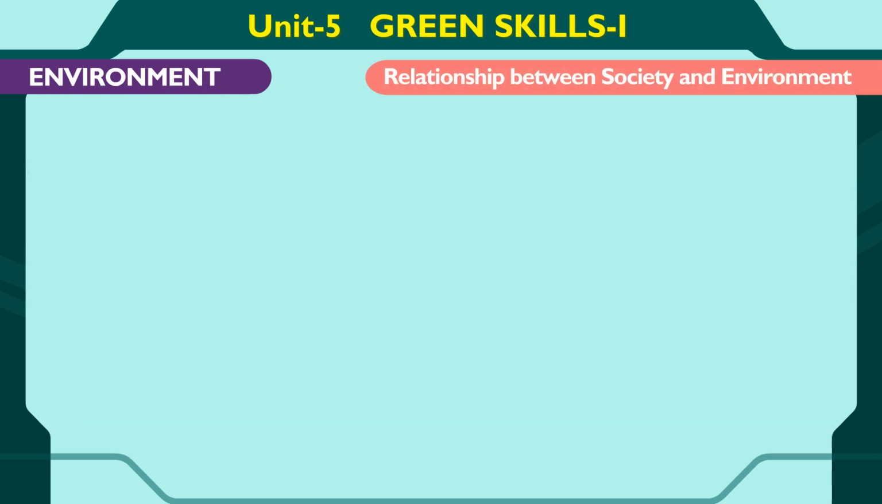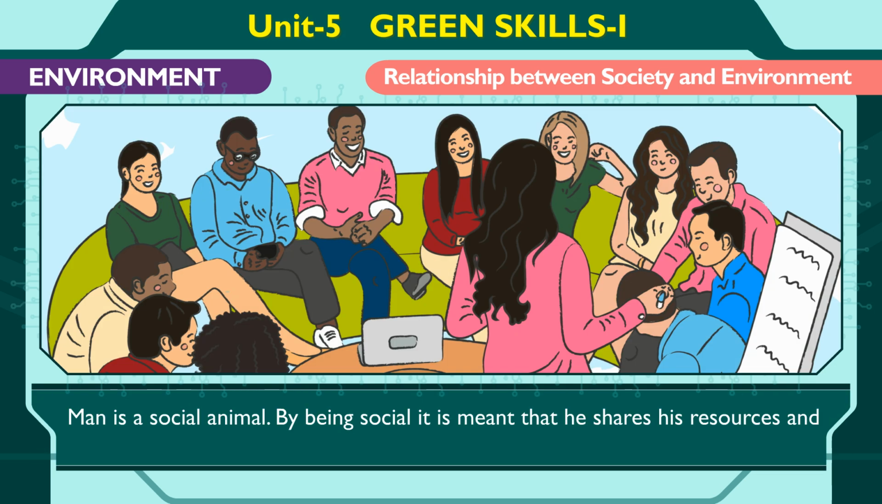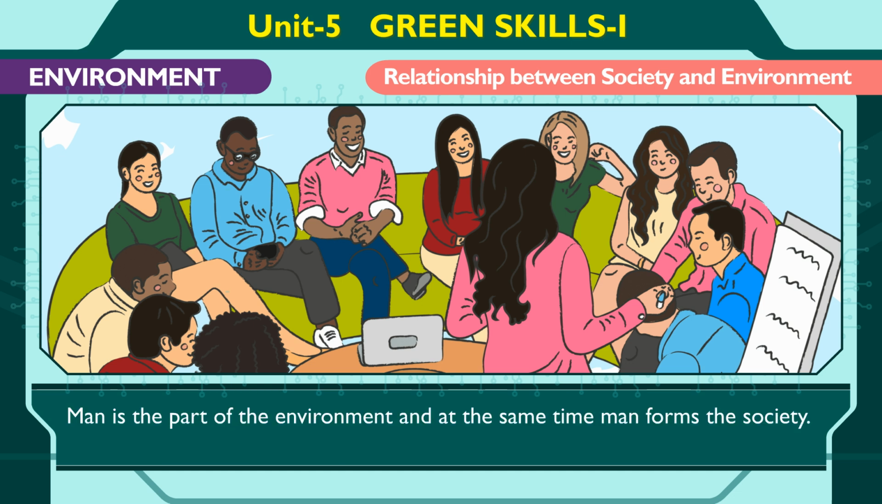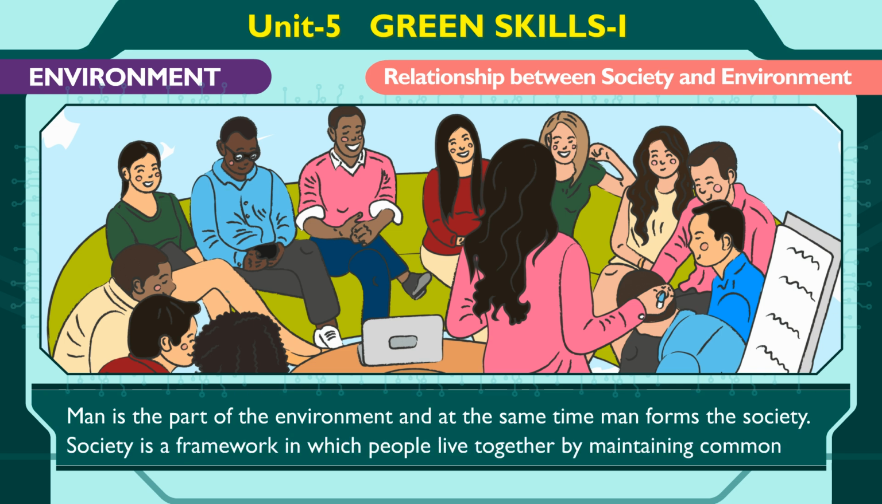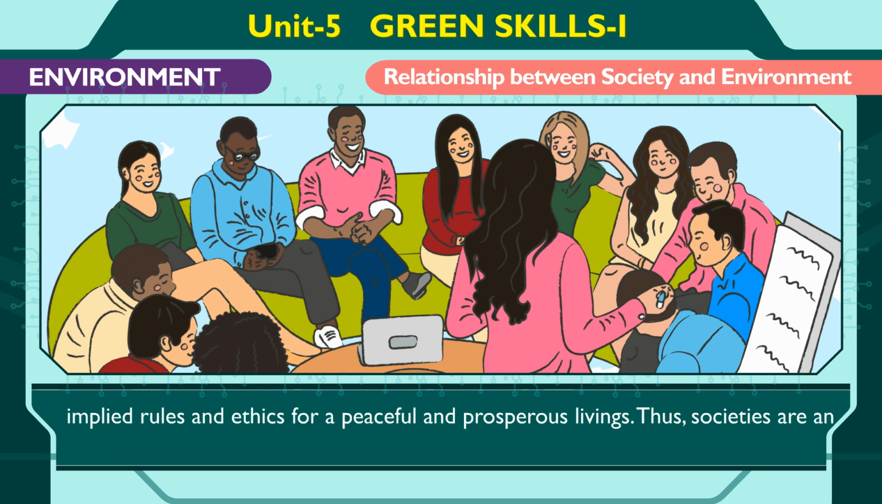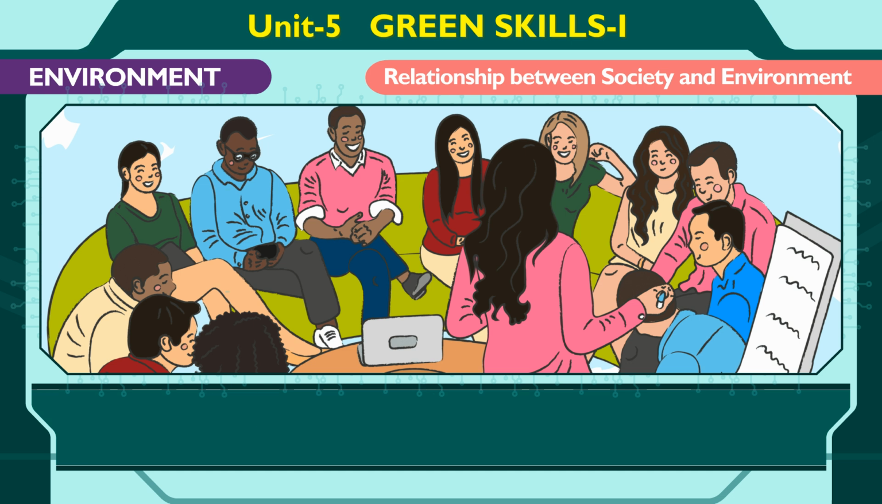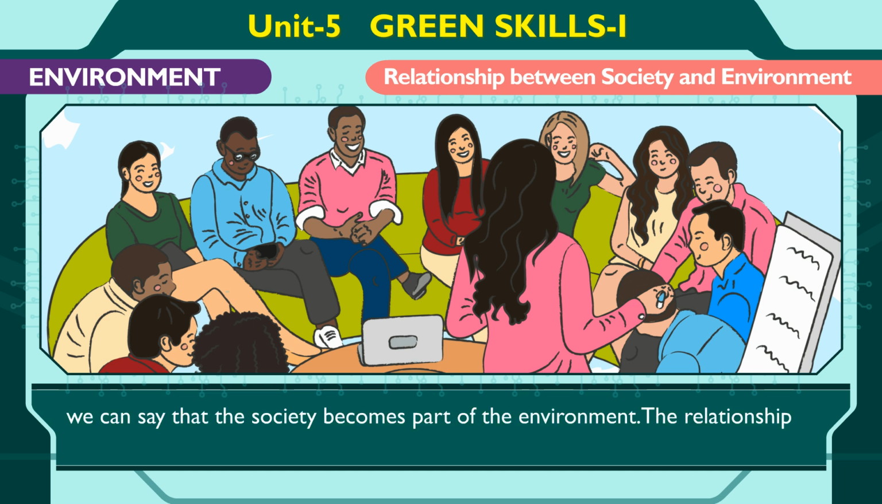Relationship between society and environment. Man is a social animal. By being social, it is meant that he shares his resources and spends his life among other people together in groups. Man is a part of the environment and at the same time, man forms the society. Society is a framework in which people live together by maintaining common implied rules and ethics for a peaceful and prosperous living. Thus, societies are an important component of environment. So, in other words, we can say that the society becomes part of the environment.